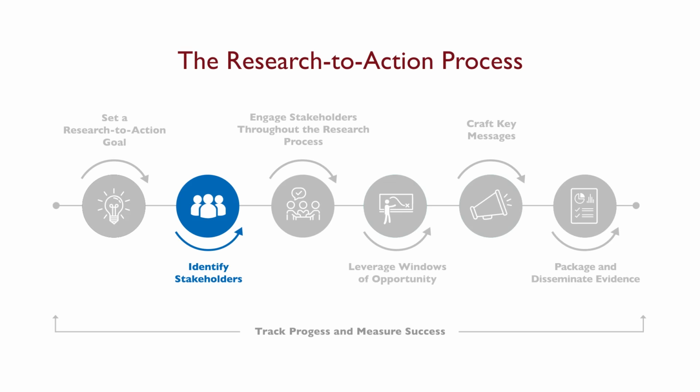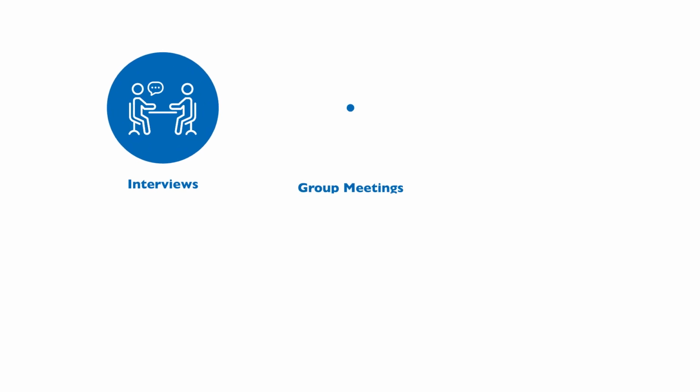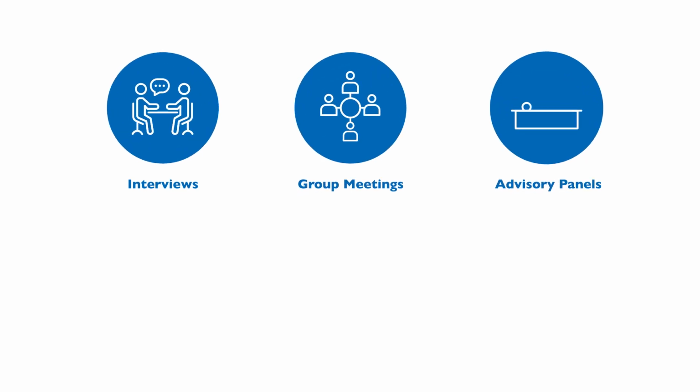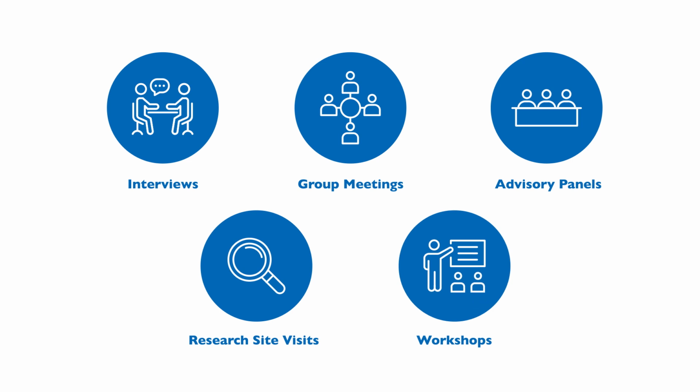The next R2A step is ongoing interaction with these stakeholders throughout the research process. You can engage stakeholders in many ways as you continue your research, including through interviews, group meetings, advisory panels, research site visits, and workshops. Engaging stakeholders can help you increase research uptake in several ways.